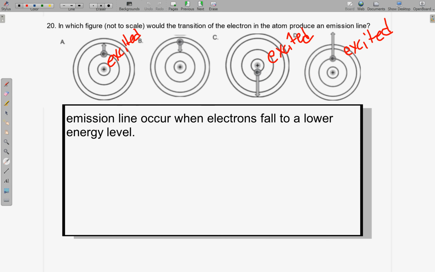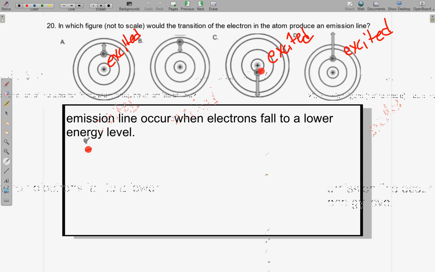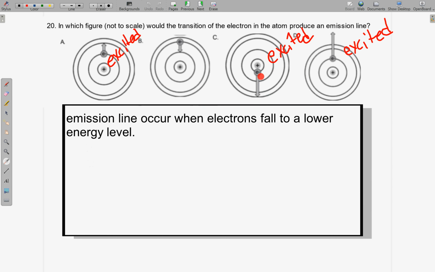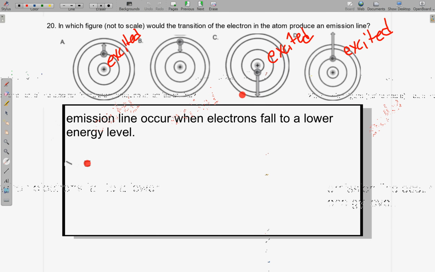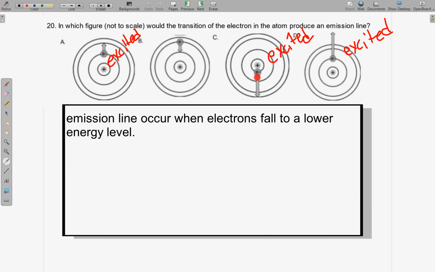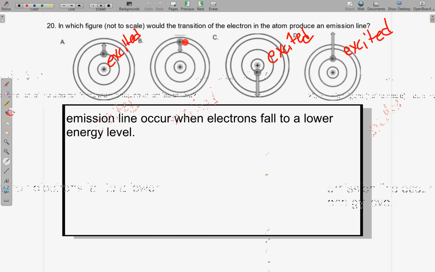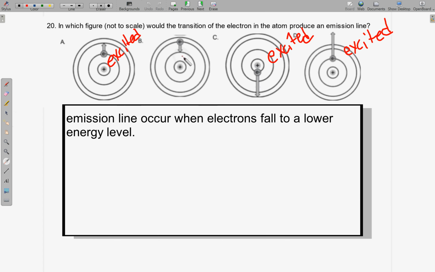Now, be careful, because like this one, the arrow is pointed down, but it's still going to a higher energy level, because this is a circle, right? All right, so this is still going to a higher energy level. The only one where the electron is going to a lower energy level is B.